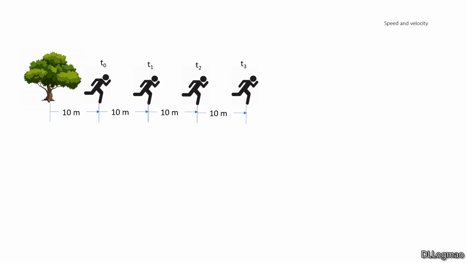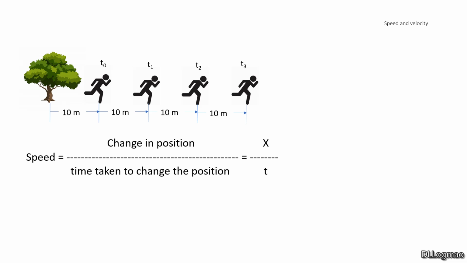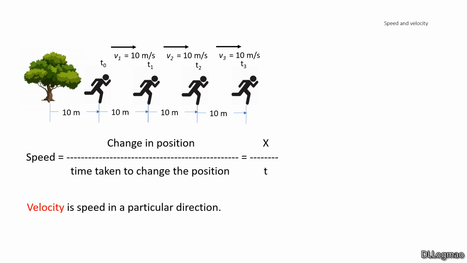From this tree, the man is running away and the distance from the tree continuously increases. Notice that the change in position in every unit of time is 10 meters. The change in the position of the body divided by the time taken to change the position, or x over t in formula, is the speed of the body. If we describe this change in position in reference to a frame of reference, this is velocity. When computed, the speed of the man is 10 meters per second.